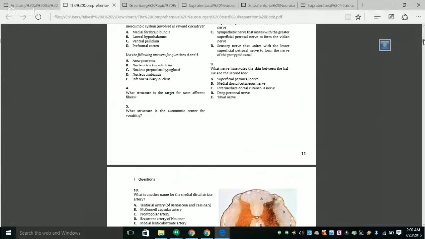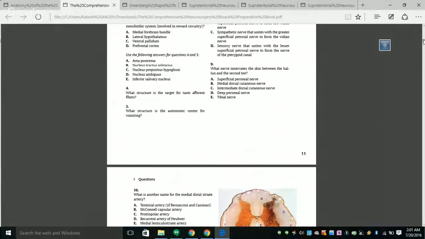Continuing, use the following answers for questions 4 and 5. They have given a few options, and we have to match them for the fourth and fifth question. The options are area postrema, nucleus tractus solitarius (the NTS), and nucleus prepositus hypoglossi, which is a 12th cranial nerve nucleus. Nucleus ambiguus, I think, is related to cranial nerves 9, 10, 11, and the inferior salivatory nucleus.